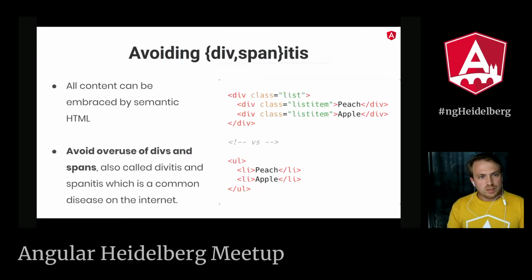So normally, all text content on your page should and can be embraced by the appropriate HTML tag that has a semantic value. This will guard us from the overuse of, for example, divs and spans. This kind of disease, like divitis and spanitis, has been described on the internet for many years, and it's very common and widespread. You might find other information on the internet with other terms. They're all the same, just different terms for it.